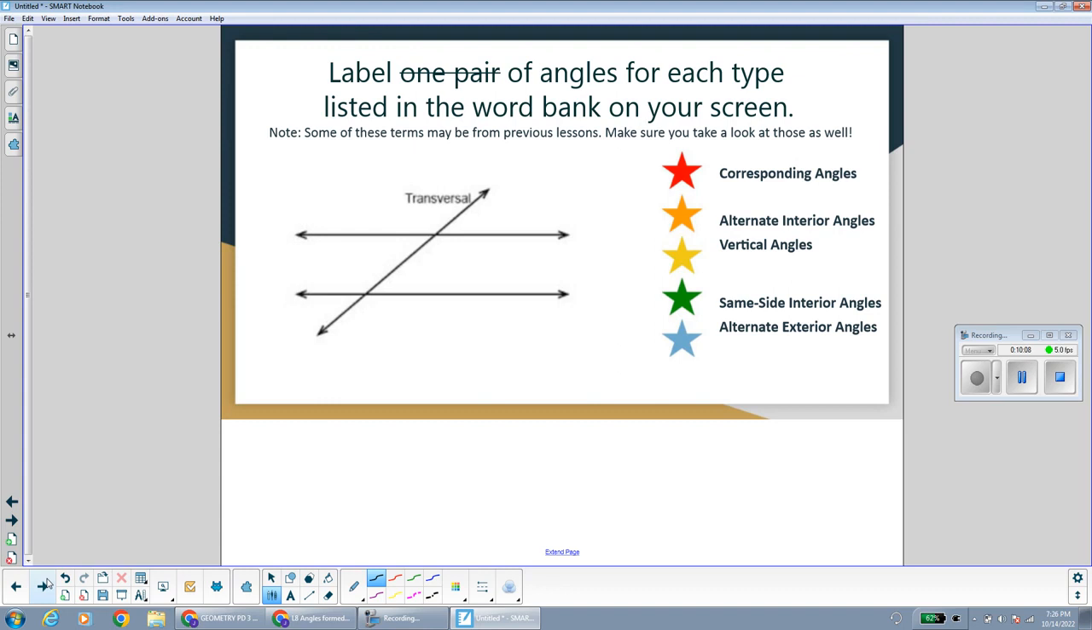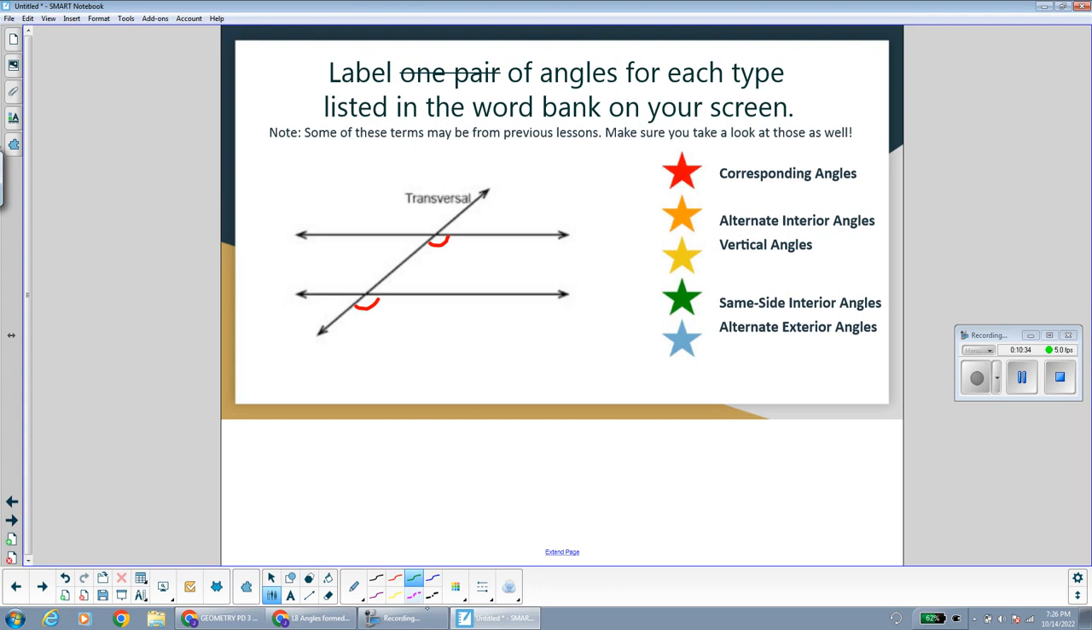So let's label one pair of angles for each of the types listed. So corresponding angles, there's a lot of different options. I'm going to go with bottom right, bottom right. And see if, while you're watching this video, you can also figure out where another pair of these angles would be.